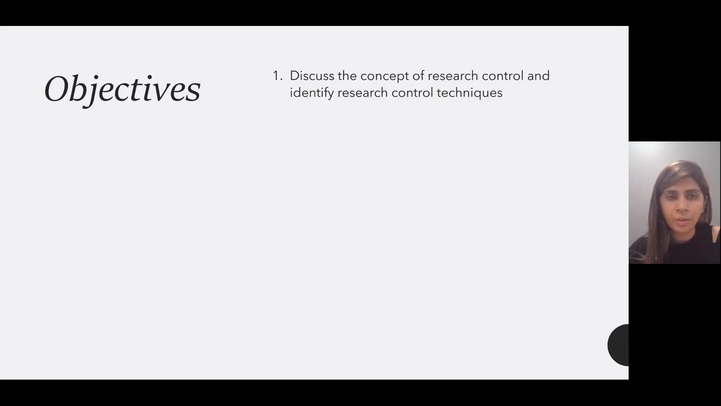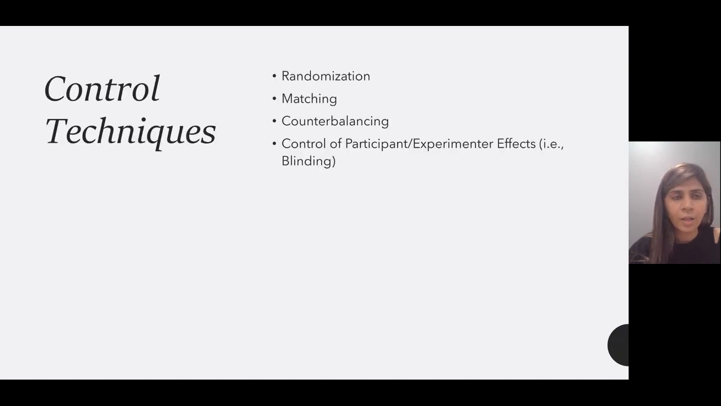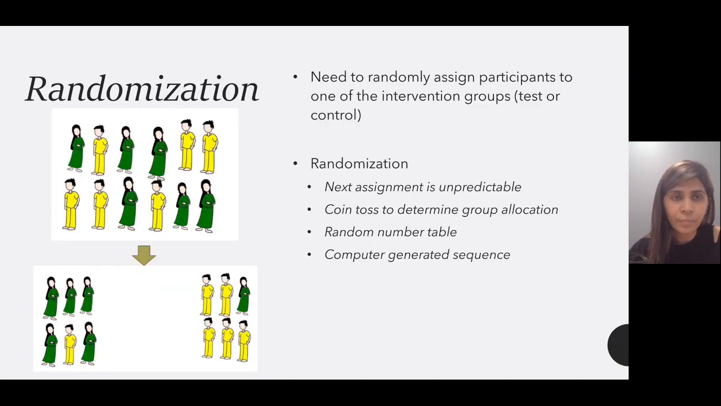In this module, we will discuss the concept of research control and identify control techniques. The control techniques prevent the research from encountering different types of bias in research and contamination of results. There are different types of control techniques such as randomization, matching, counterbalancing, and blinding.